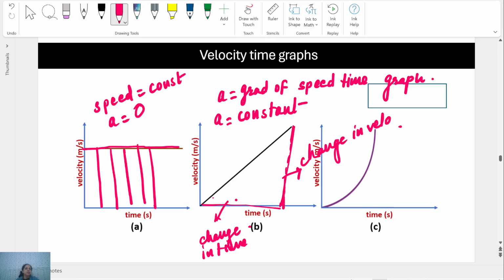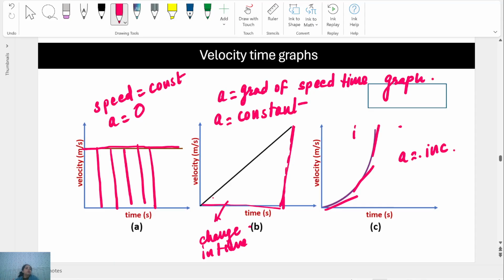Now the next thing is this one. As you can see again in this graph, the gradient is increasing. It's an increasing gradient graph. That means the acceleration is increasing. Because acceleration is increasing, the acceleration is not constant. So if acceleration is not constant, could you use SUVAT or the equations of motion for this kind of graph? No, you can't, because acceleration is increasing, it's not constant.